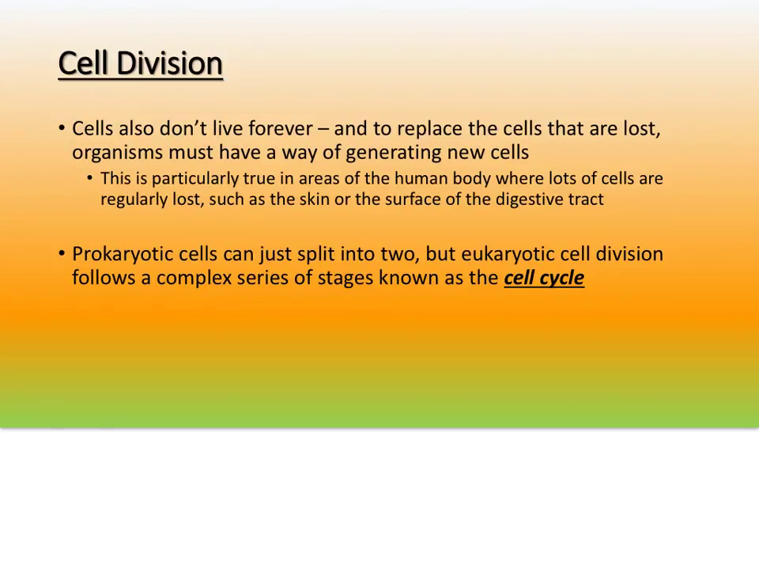Now, for a prokaryotic, very basic cell, they just split into two. Not much planning there or anything. They just turn into two cells. But for eukaryotes, for us, we have a very complex series of steps known as the cell cycle that ensures that we are prepared to appropriately divide into two new cells and that those two new cells are ready to live on their own.